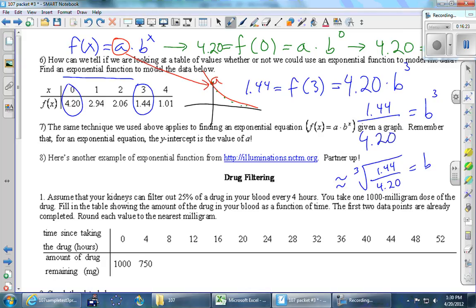Somebody with a calculator? About 0.7. Can you give me a few digits more? Oh, 0.699. All right, let's call it 0.7. Questions on finding that?